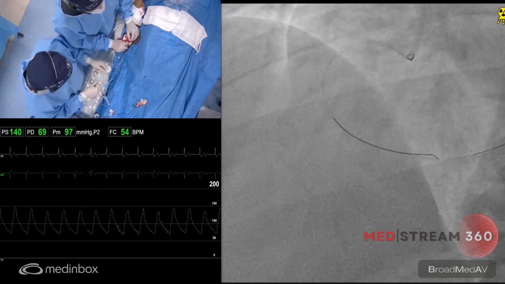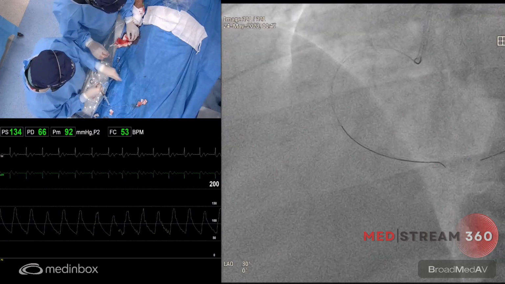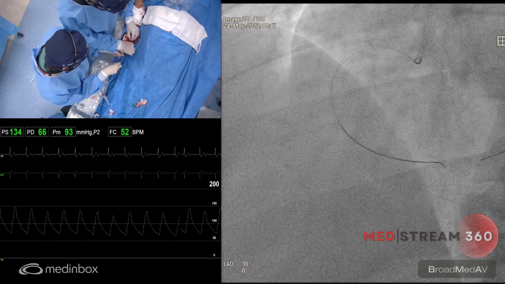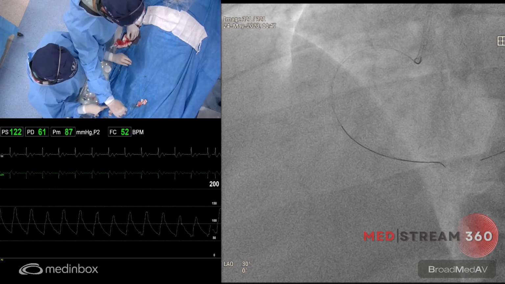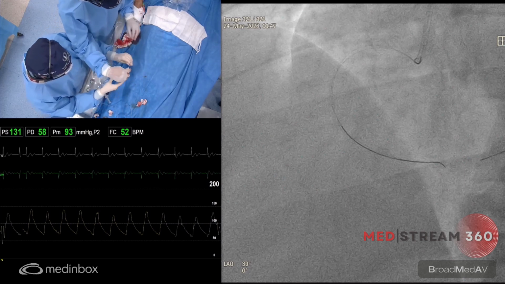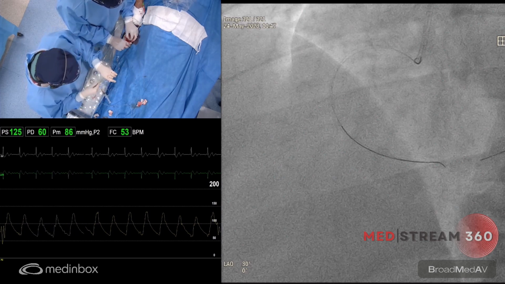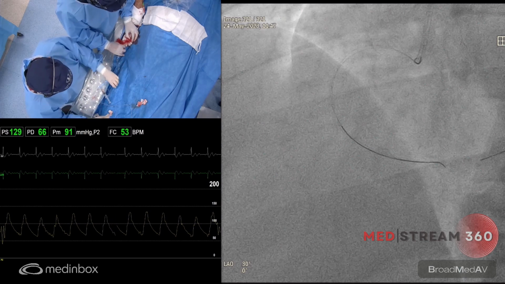Ricardo, would you use IVL at this point or would you use a stent? I think you could get some benefits of preparing the lesion more optimally. So I think the IVL could benefit. Okay. Yeah.